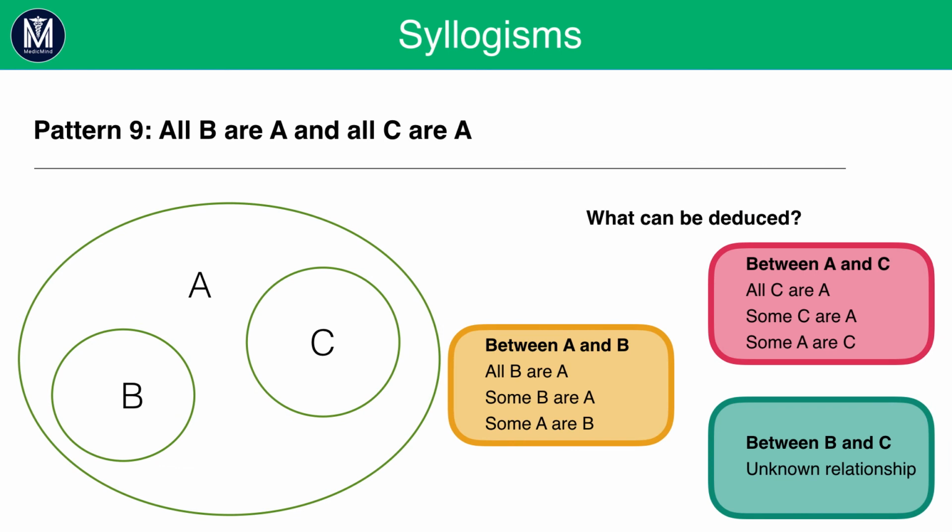The next pattern now: all B are A and all C are A. So what can be deduced here? We know that B and C are two separate entities in the bubble of A. We can only find that out once we've drawn the Venn diagram, and again it becomes a lot easier. Between A and B, this is very, very simple now. We know all B are A, we know that some B are A, and we know that some A are also B. Between A and C, the same applies. We know that all C are A, meaning some C are A and some A are C. B and C are separate entities as shown in the Venn diagram, therefore there is an unknown relationship here.